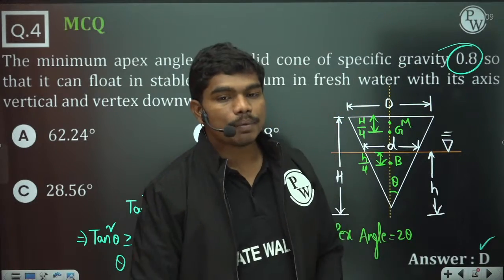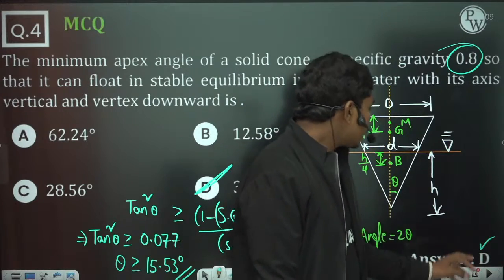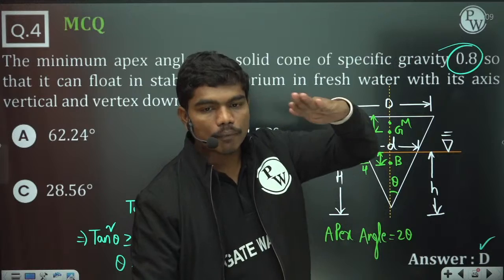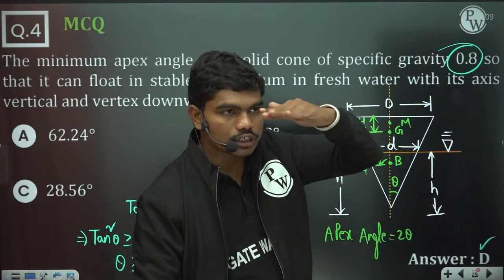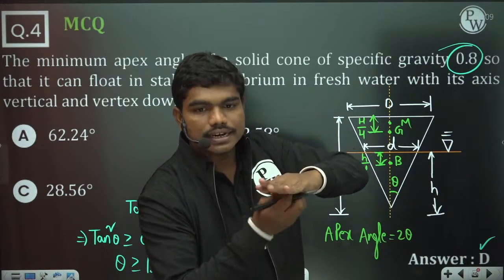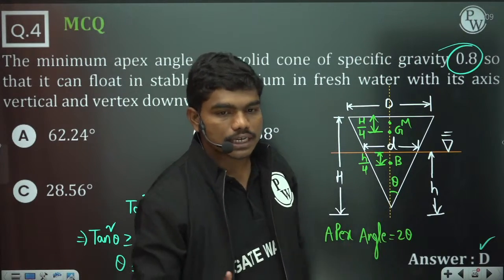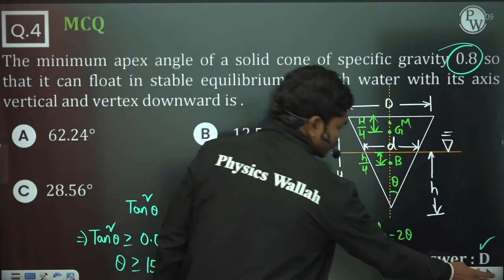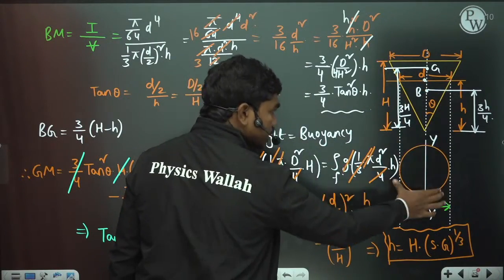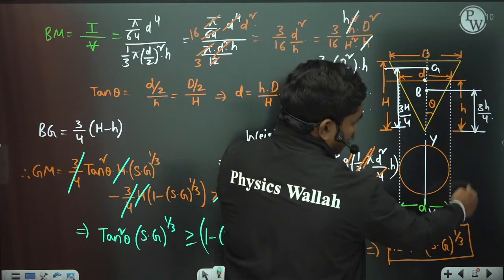Many times people have this misconception that they should take the moment of inertia of the top view. No, because the top view cross section and the cross section at the interface, meaning at the water line, both need not be the same. That's why I have projected the cross section at the water line. I haven't projected the complete surface like this.